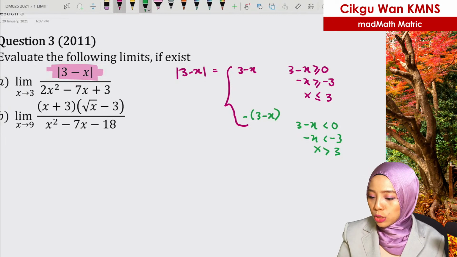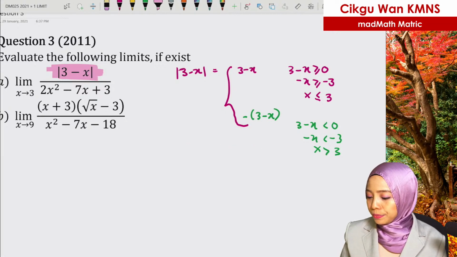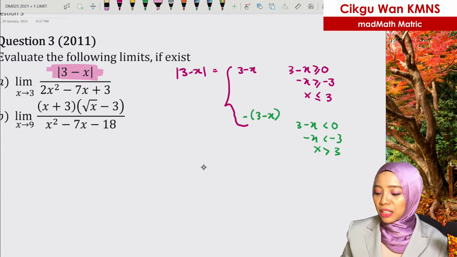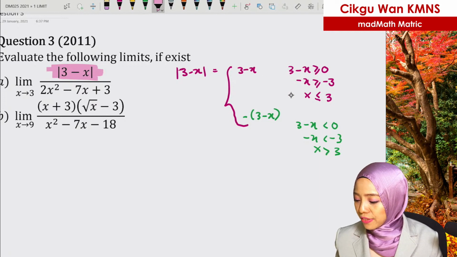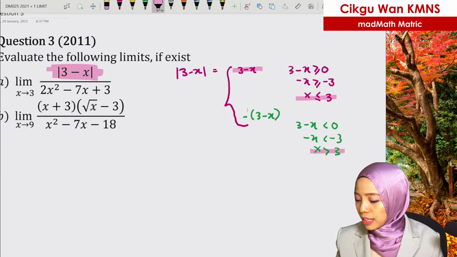Okay, so what do you write down here? 3 minus x, the function you will use is 3 minus x. Okay, actually I don't need to write it again, I just highlight it so you know. If x is less than 3, you are taking this. If x is greater than 3, you are taking this function.